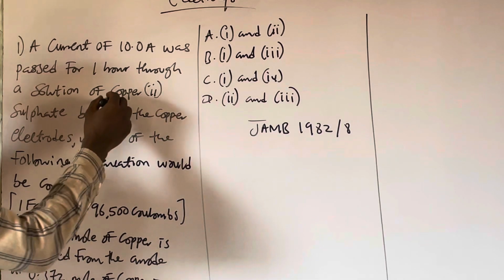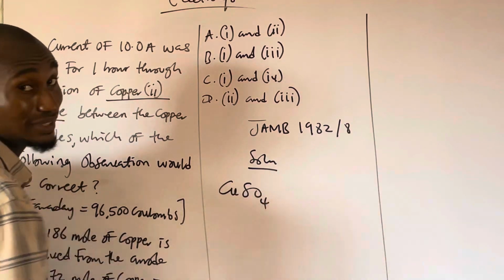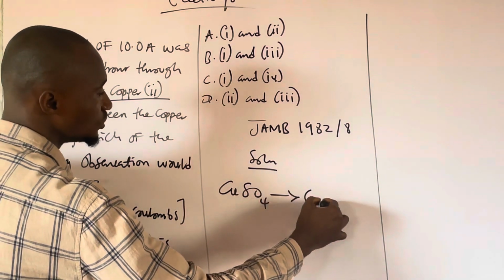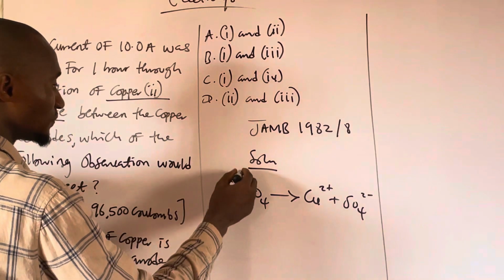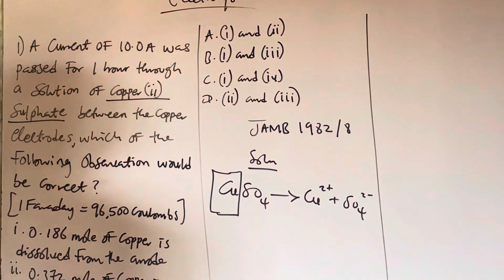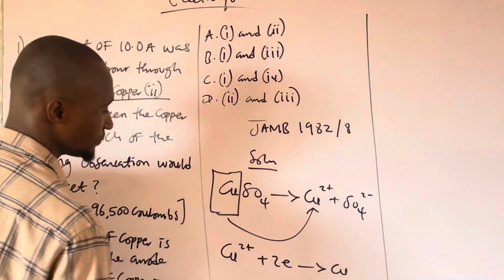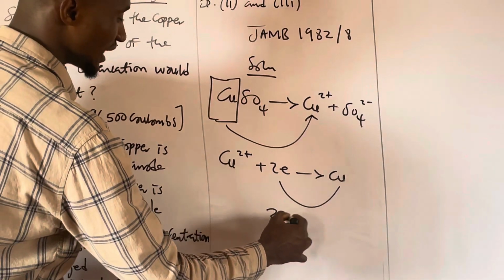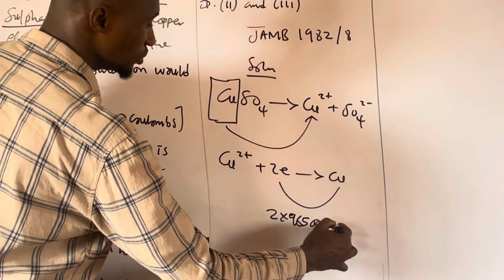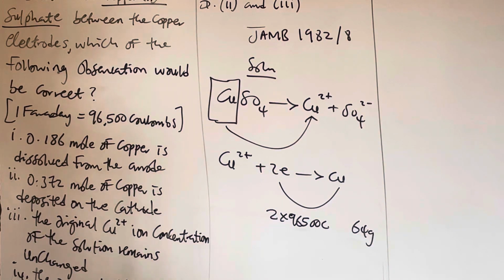First of all, we have copper sulfate here. Now, this is copper sulfate, right? And the ionic equation of this is copper 2 plus and SO4 2 minus. But we're talking about copper itself, which is this. So what do we do? Copper 2 ion loses 2 electrons, and it will give us neutral copper, right? So from here to here, this means 2 times 96,500 coulombs, and here is 64 gram of copper. So what do you do then?